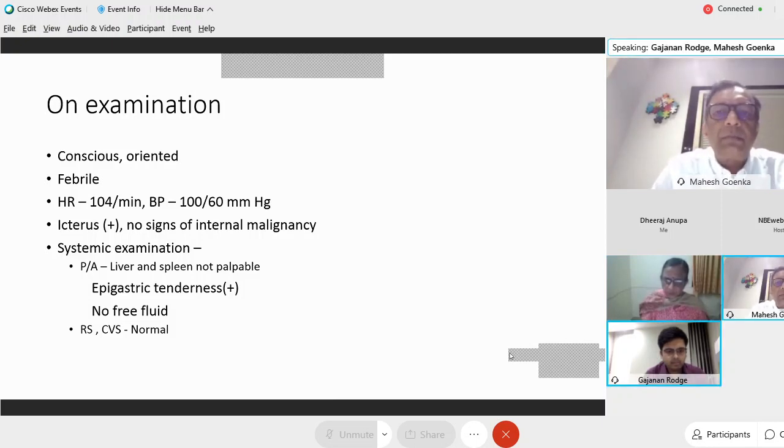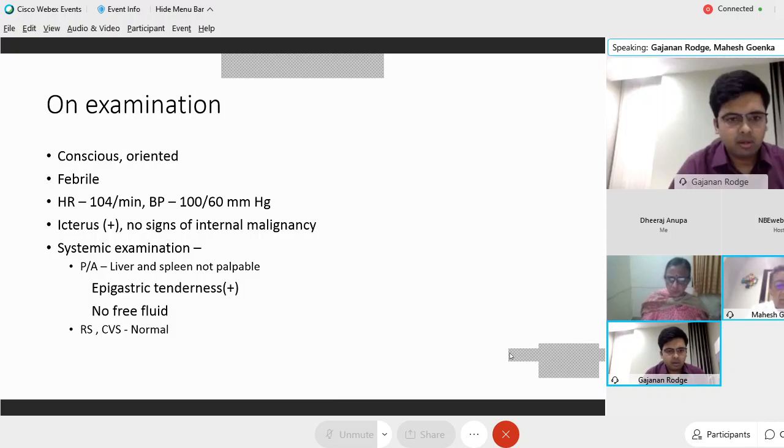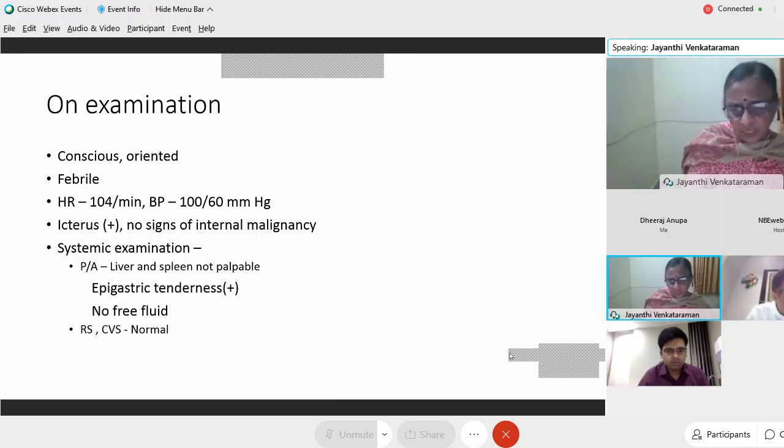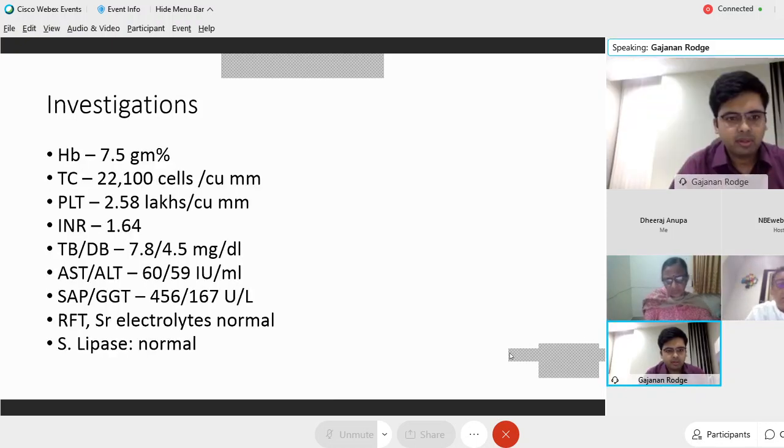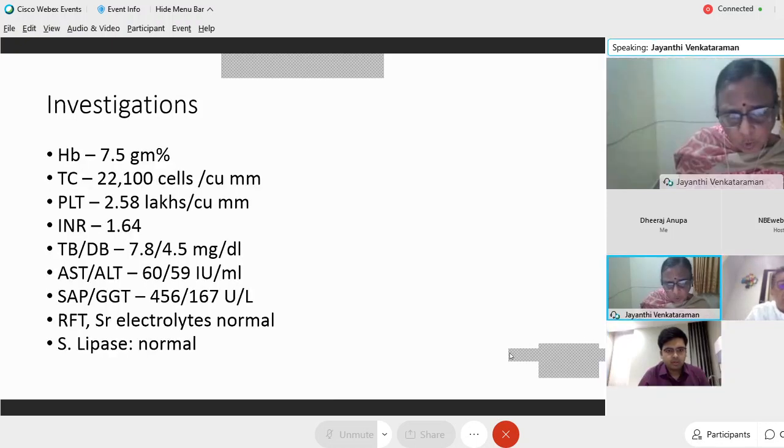What imaging do you want? Or what investigations? Tell me 2 investigations that will help you to make a diagnosis. One, ultrasound of the whole abdomen. So we had these baseline: hemoglobin was low, total count was 20,000. SAP and gamma GT: SAP was 456, gamma GT was 167. Your comment?